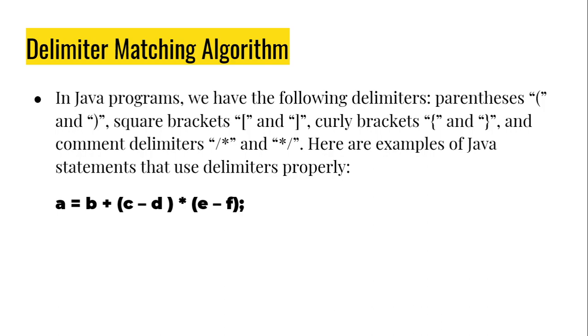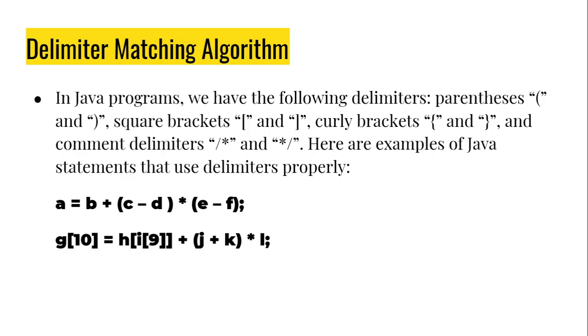And then we have a multiplication sign, and then another open parenthesis, which starts a new statement, and the compiler will detect if there is a partner of the open parenthesis. So open parenthesis, E minus F, and then the close parenthesis. So the compiler will now execute the statement. So these are some other statements in Java that use delimiters properly.